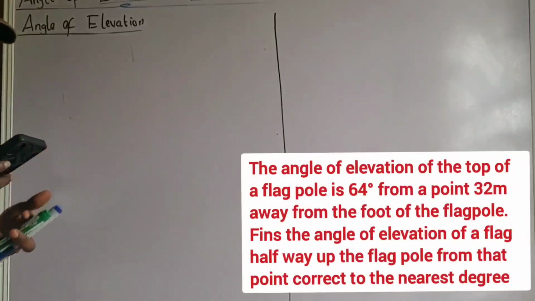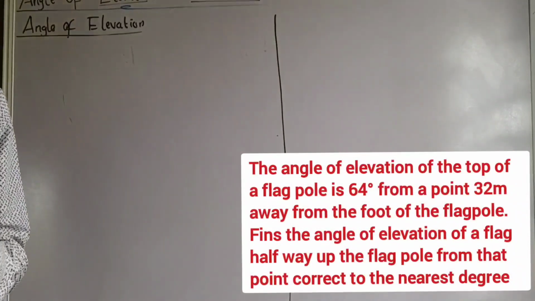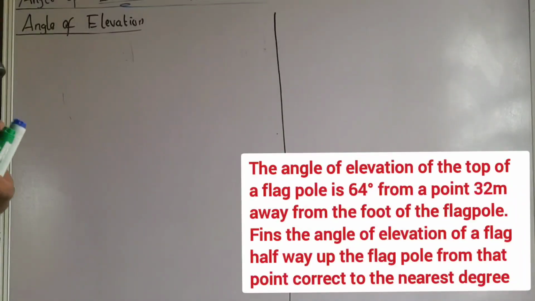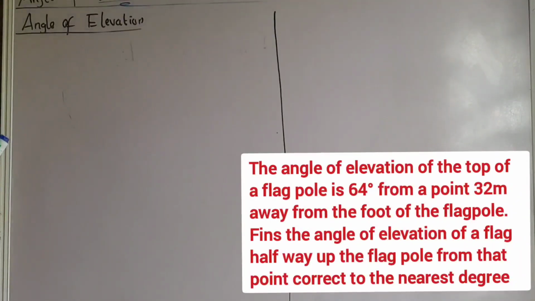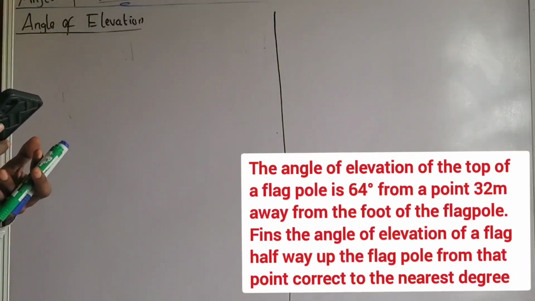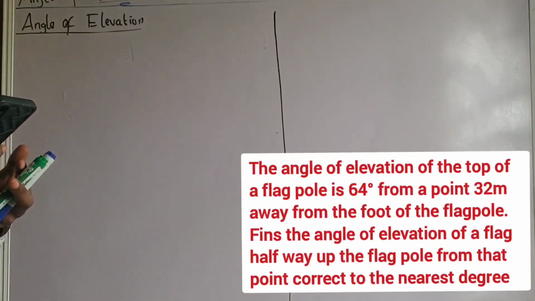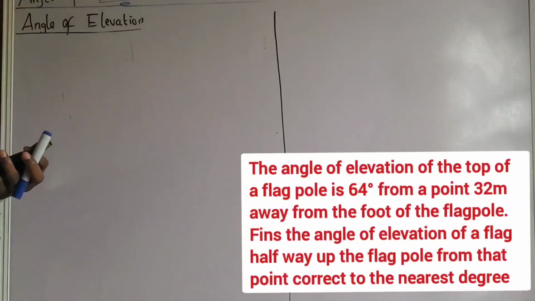The angle of elevation of the top of a flagpole is 64 degrees from a point 32 meter away from the foot of the flagpole. Find the angle of elevation of a flag halfway up the flagpole from that point, correct to the nearest degree. Okay, look at that question. We are told that the angle of elevation of the top of the flagpole from a point 32 meter away from the foot of the flagpole is 64 degrees.